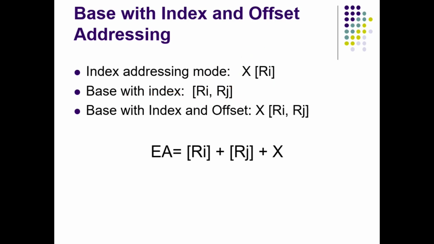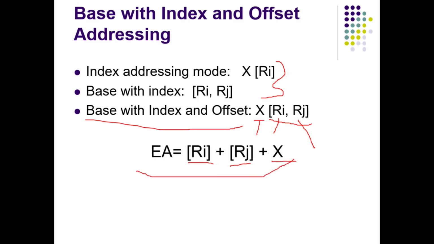In base with index offset mode, we use a combination of both of these addressing modes, where two registers are used, one is the base register, one is the index register, as well as one constant value is added, which is nothing but the offset. So base register plus index register plus offset. All together this is called the effective address of the base with index and offset addressing. So let us see an example and try to understand this addressing mode.